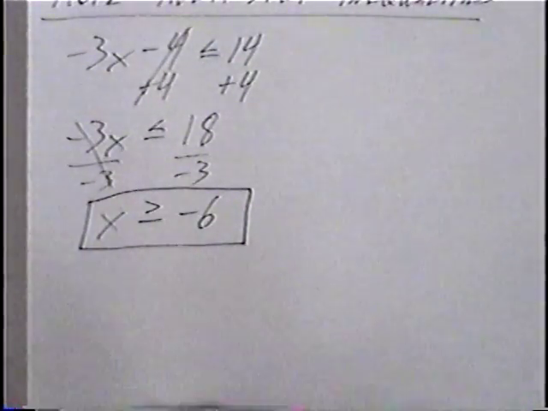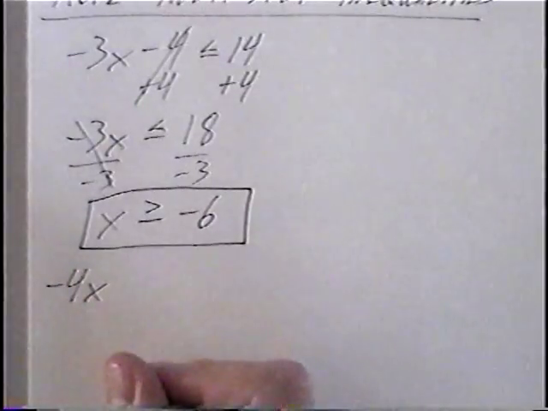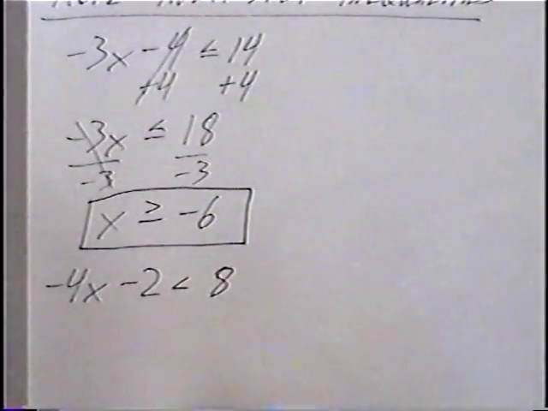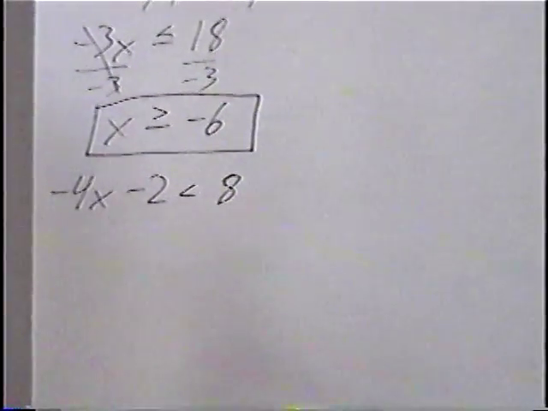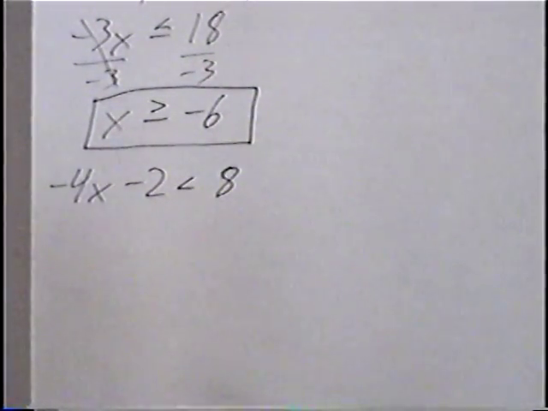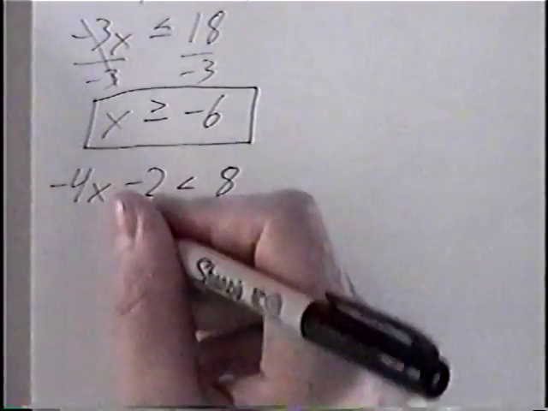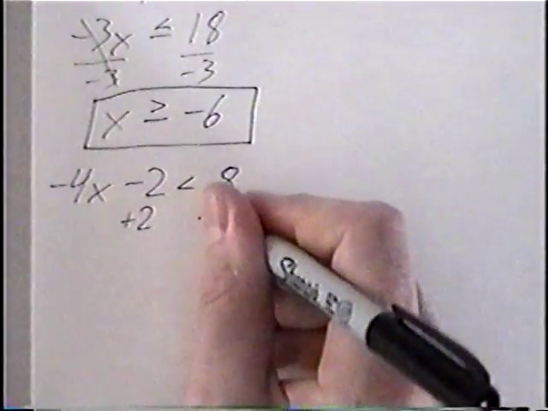Last question for this section. Negative 4x minus 2 less than 8. First step to get x by itself will be get rid of the minus 2, which we can add 2 to both sides.